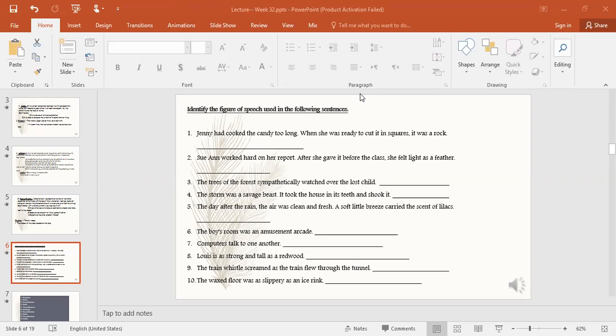Sue Ann worked hard on her report. After she gave it before the class, she felt light as a feather. This is a direct comparison since they used as, so this is a simile. Very good. Excellent, Razan. Excellent. Number 3. Who will do number 3? Talin. Go ahead Talin. Number 3, read it.